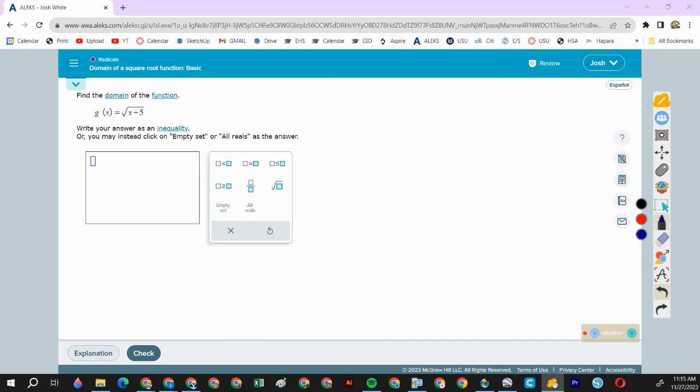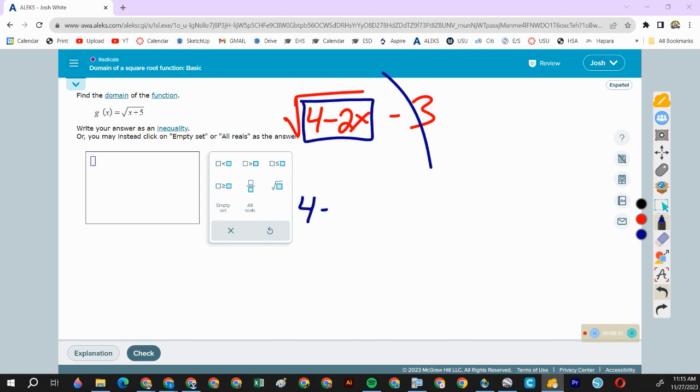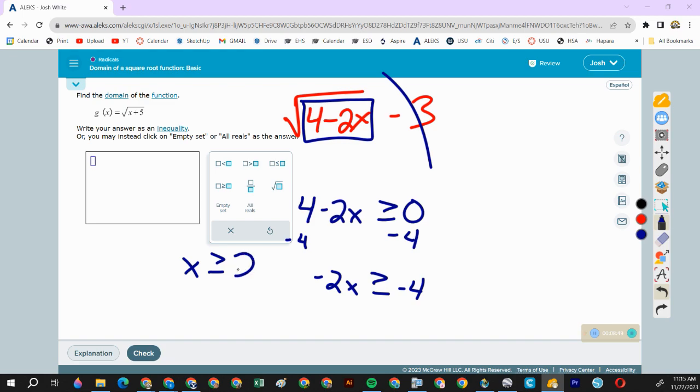Okay. What if my equation was the square root of 4 minus 2x, minus 3? What is the domain? Well, the negative 3 has no effect on the domain. And I know that this cannot be negative. So 4 minus 2x must be greater than or equal to 0. So I subtract 4. Negative 2x is greater than or equal to negative 4. Divide by 2, and I get x is greater than or equal to 2.